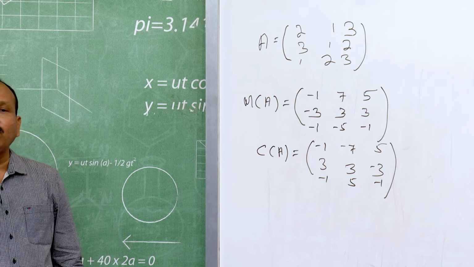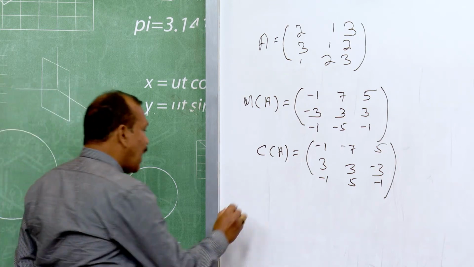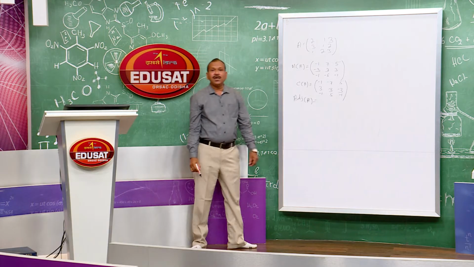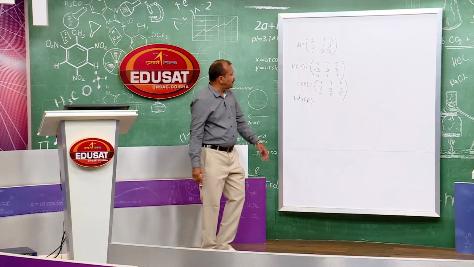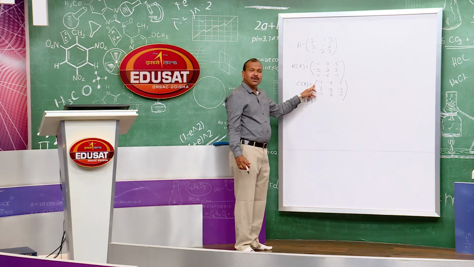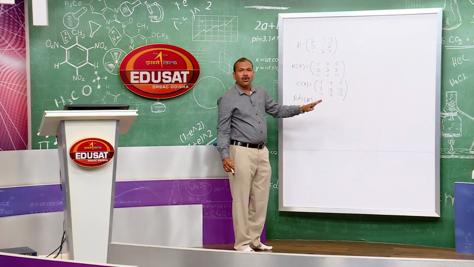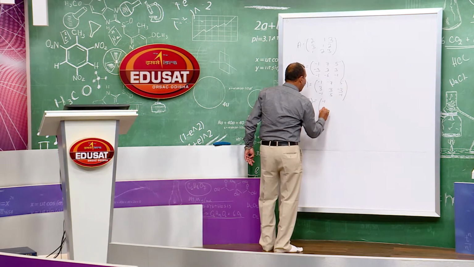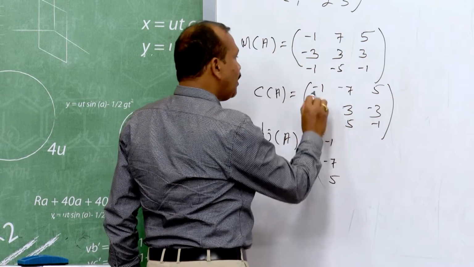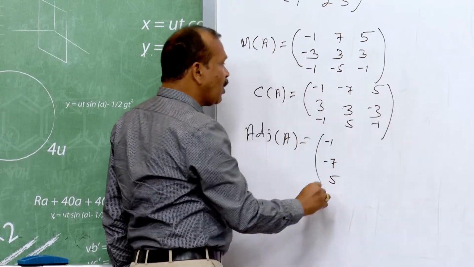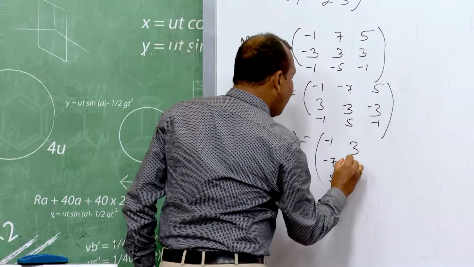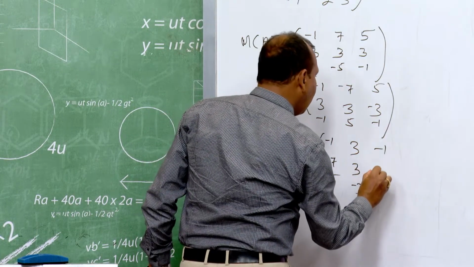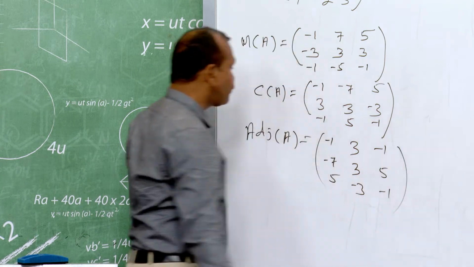Next, we have to find out the adjoint matrix, adjoint of A. The adjoint matrix is nothing but the transpose of the cofactor matrix. Transpose of the cofactor matrix means we have to interchange rows to columns and columns to rows. So, we have minus 1, minus 7, 5. The first row becomes the first column. Then 3, 3, minus 3, minus 1, 5, minus 1.